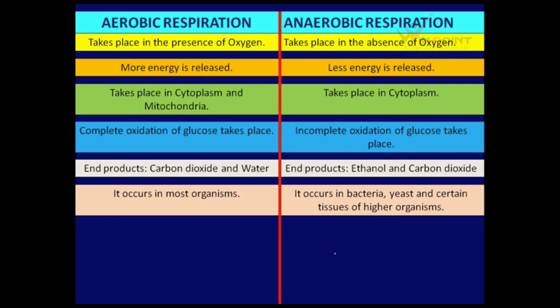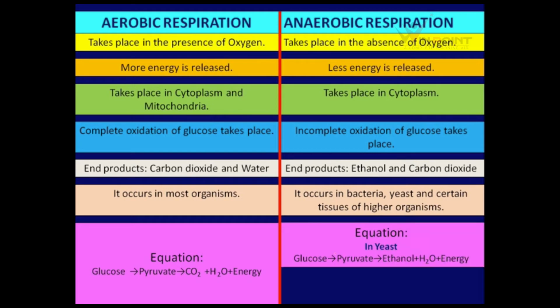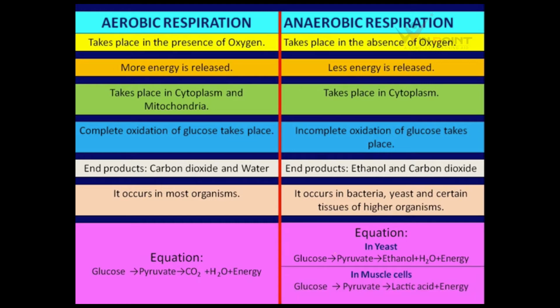Example, in humans, during vigorous exercise, when the demand for oxygen is more than the supply, the muscle cells respire anaerobically, and this happens for some time. The equation for aerobic respiration is that glucose breaks down to form pyruvate. Pyruvate releases carbon dioxide, water and energy. Anaerobic respiration, giving an example in yeast cell, glucose breaks down to pyruvate. It forms ethanol, water and energy. In muscle cells, glucose breaks down to pyruvate to form lactic acid and energy.